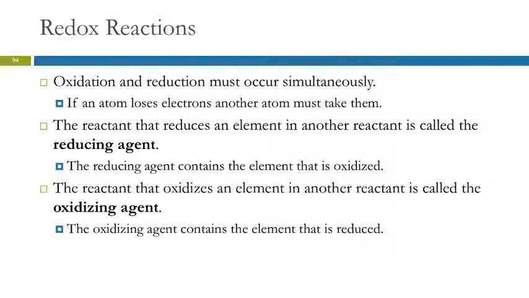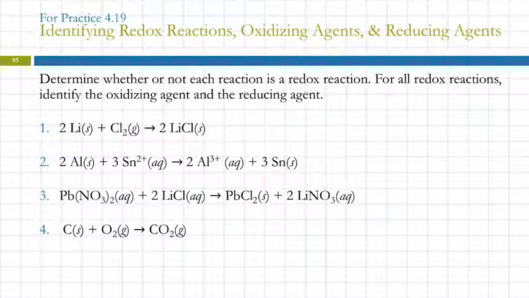So if you think about agents, movie agents, right, then you can maybe work your way through it. So we'll do some examples here. Determine whether or not each reaction is a redox reaction, and if it is, identify the oxidizing agent and the reducing agent. So the first thing is identifying, is this a redox reaction?